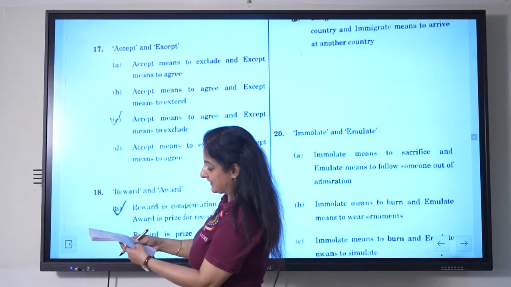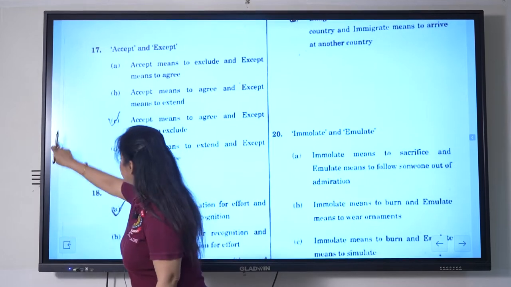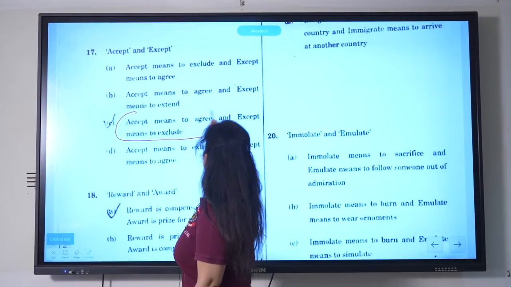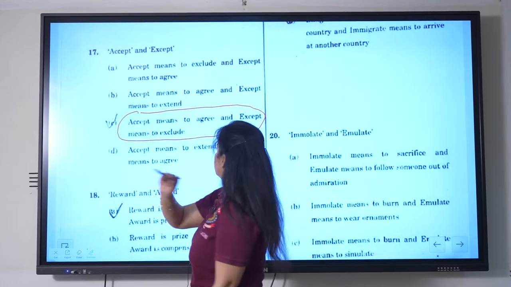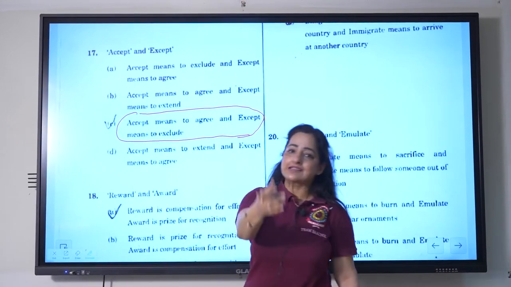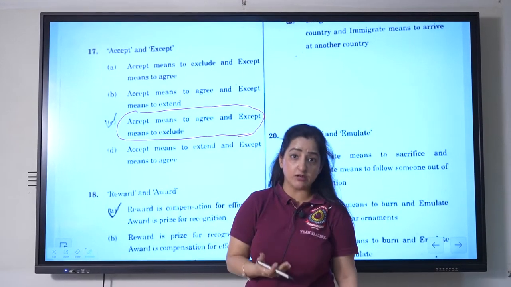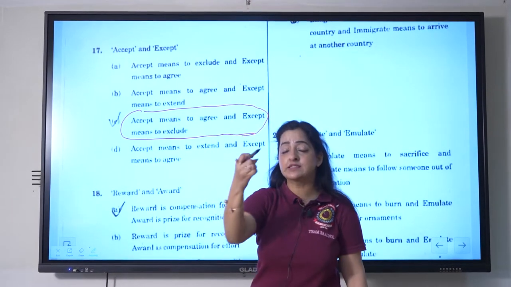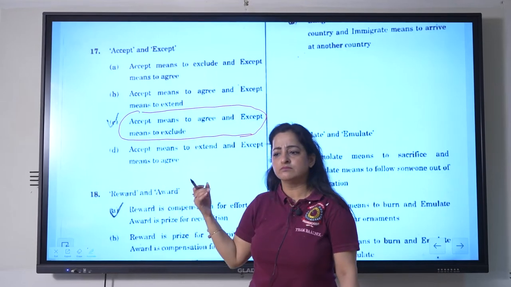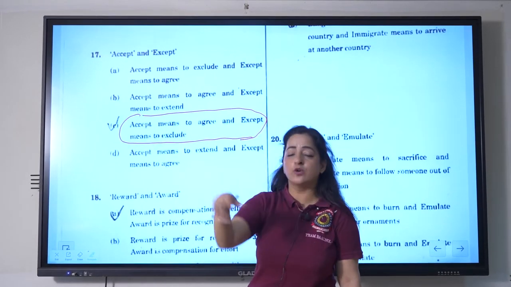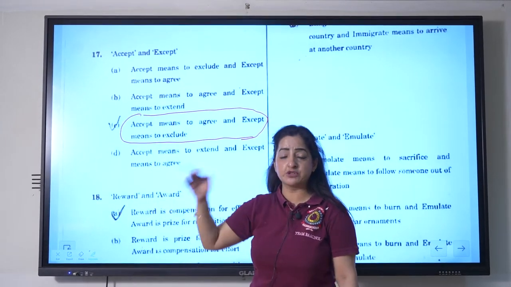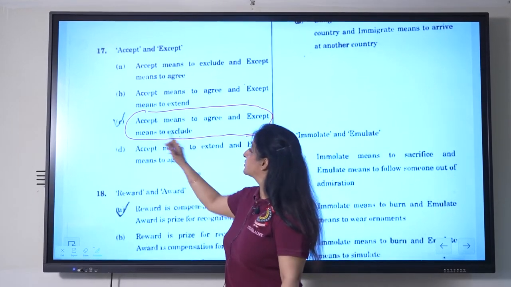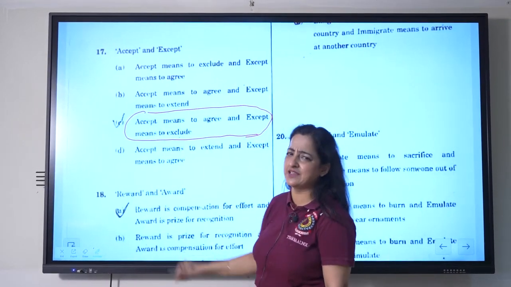17. Accept and except. The correct answer is Charlie. Accept means to agree and except means to exclude. I accept your offer. Agree, maan lena. And except, all are going to the dinner except him. So usko chhod ke, uske alawa, excluding him. So, which is why Charlie is the answer. That was an easy one.